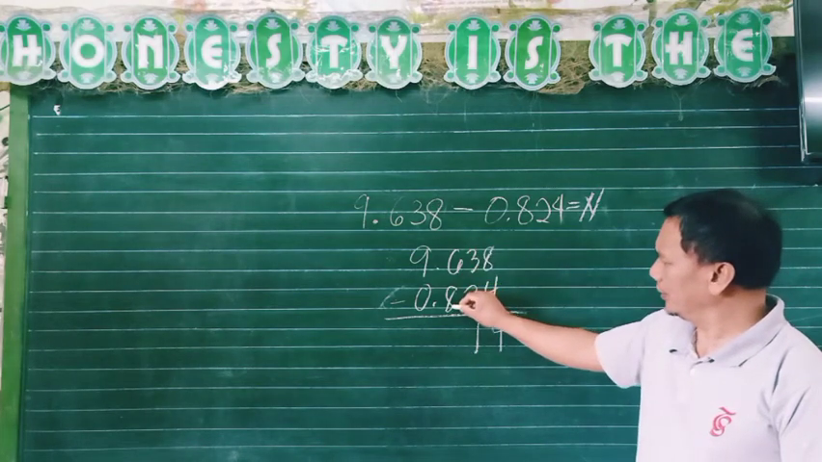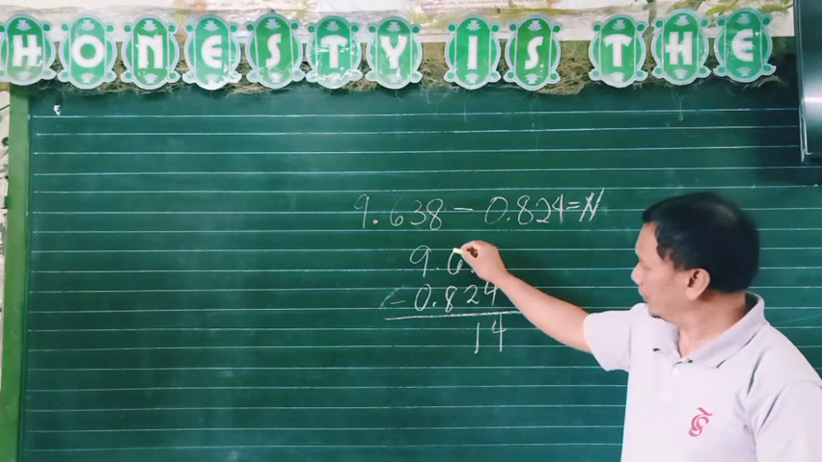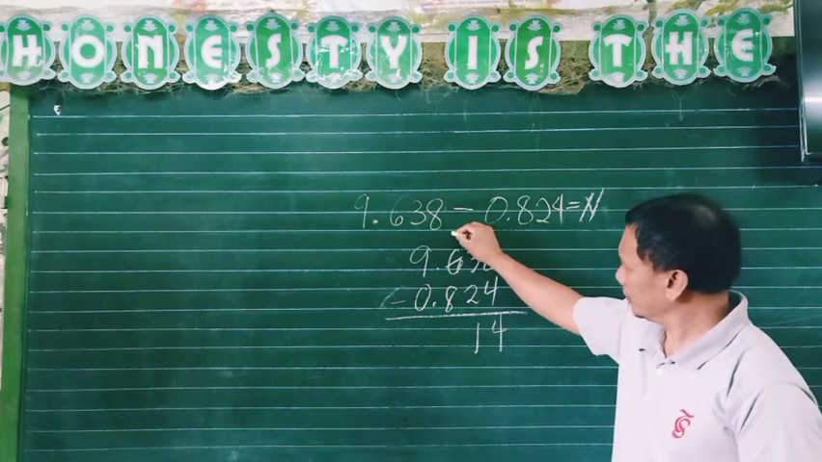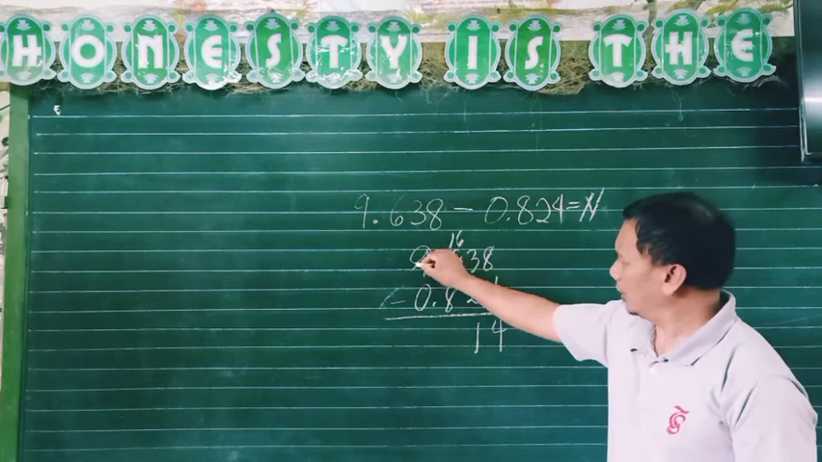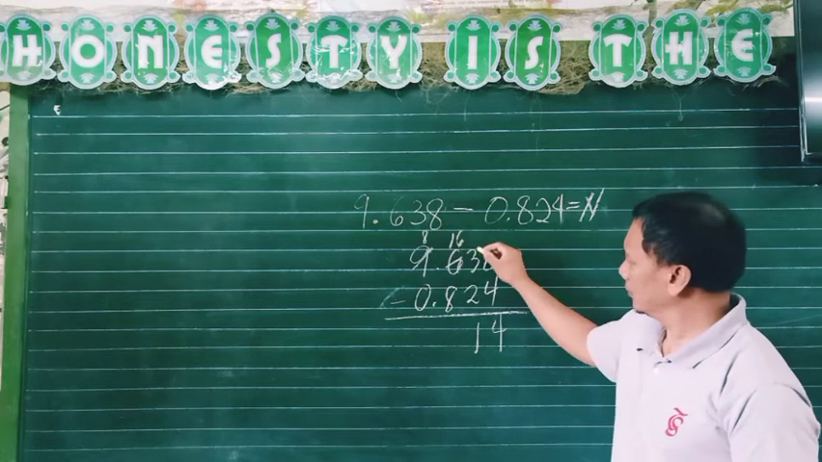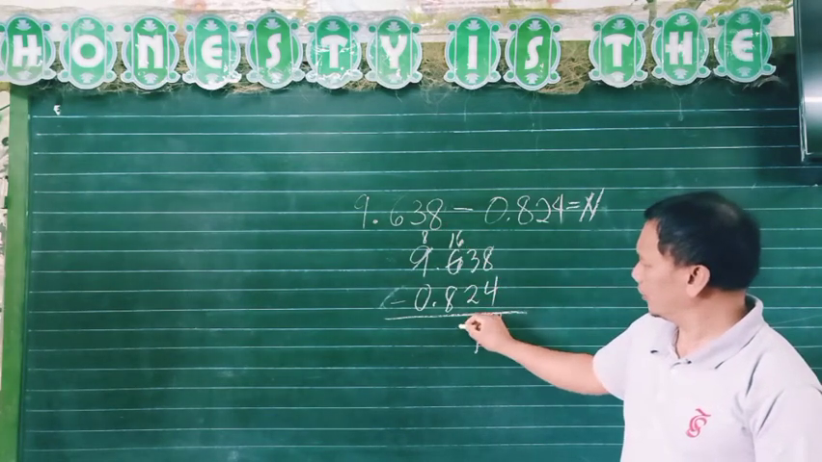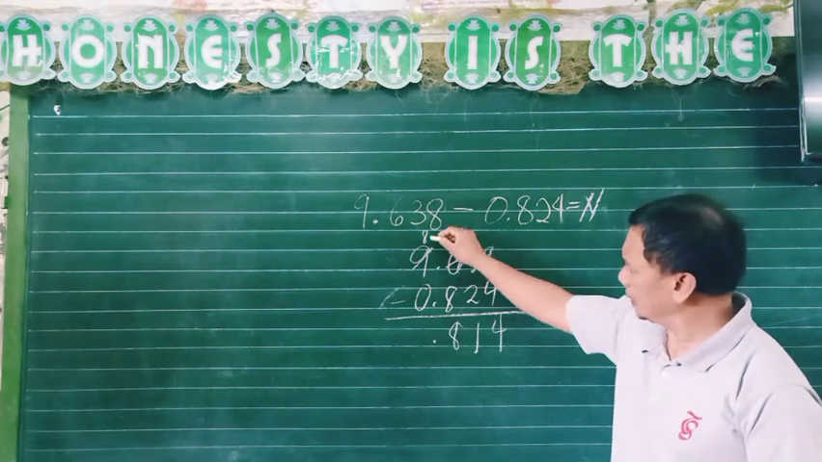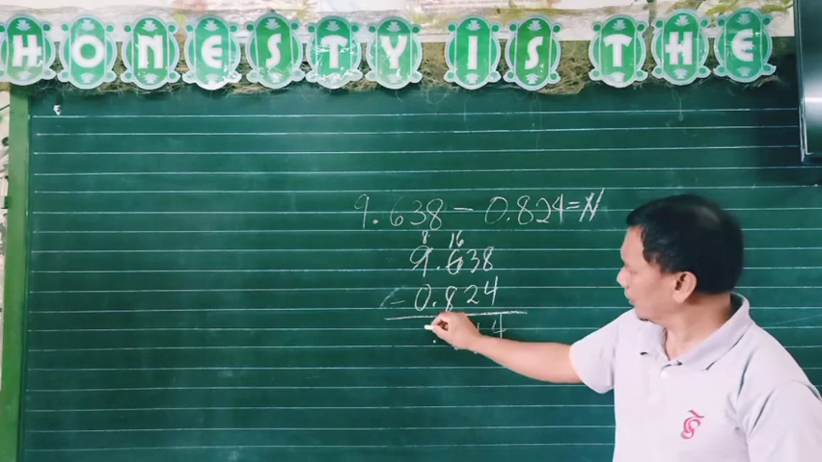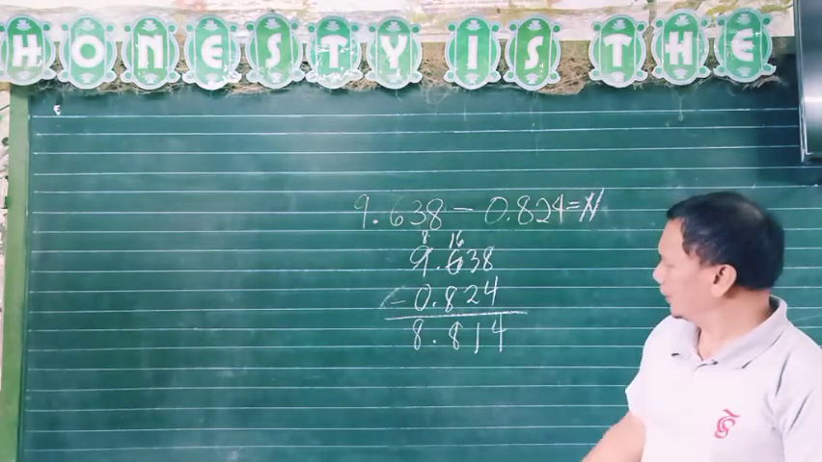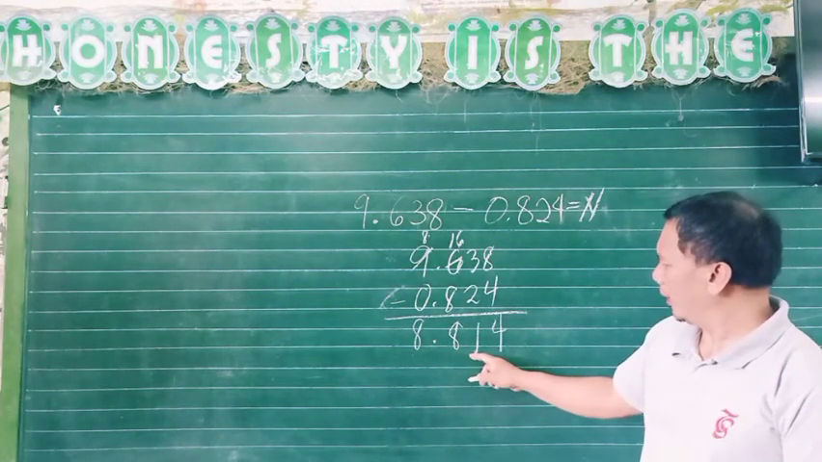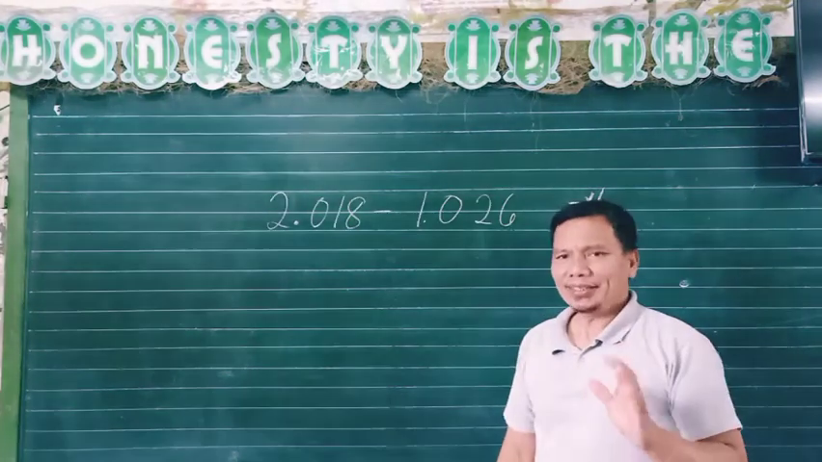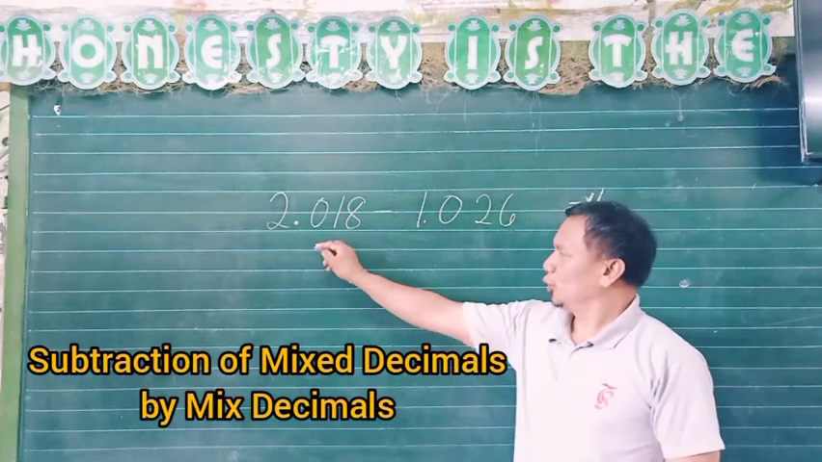6 minus 8, it cannot be, so you borrow 1 from 9. So 6 becomes 16. And 9 becomes 8. So 16 minus 8 equals 8. And then the decimal point, align the decimal point. Then 8 minus 0 equals 8. So the answer is 8.814.